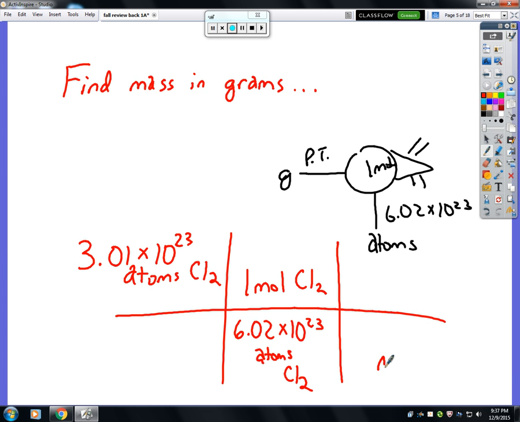I do not want moles of Cl2. Right? I just did this, didn't I? In that first step. I do not want moles of Cl2. I want grams of Cl2. And here I'm going to go ahead and go over this way. So 1 mole of Cl2.